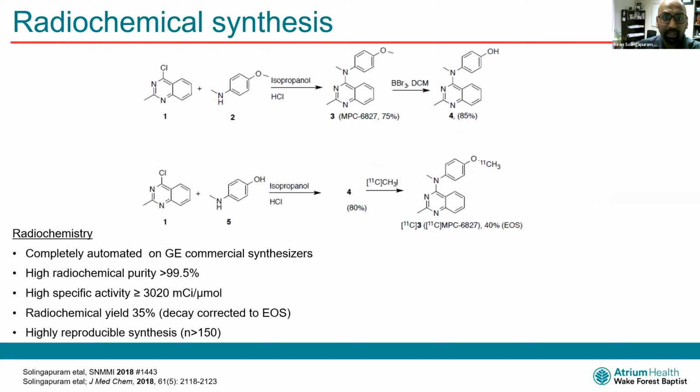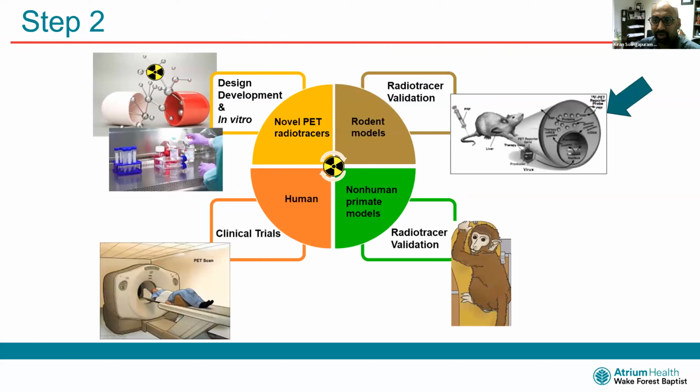So we went ahead and made the precursor and radiolabeled the compound with high specific activity and high radiochemical yields, a very reproducible synthesis, which is where we can move forward for further translation studies. Then moving to the next part of our translation, we made the compound. Now we go to the validation stage, that is in rodents.